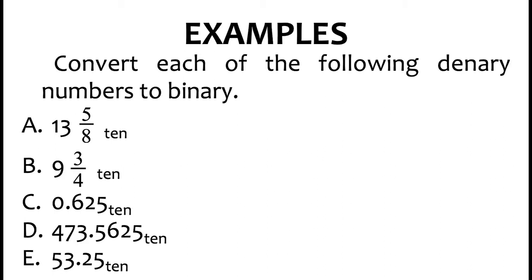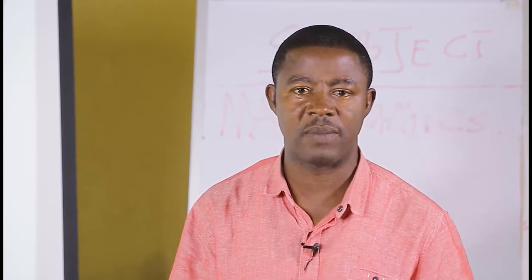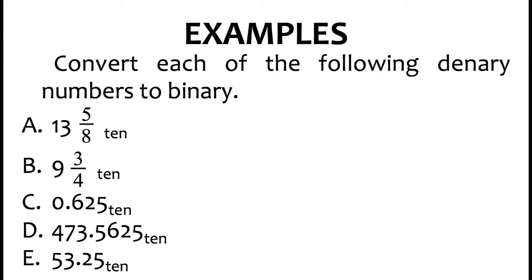Convert each of the following decimal numbers to binary. When we say decimal, you should know it's base 10, and all natural numbers are in base 10. Question A, 13 whole number 5/8, base 10. B, 9 whole number 3/4, base 10.